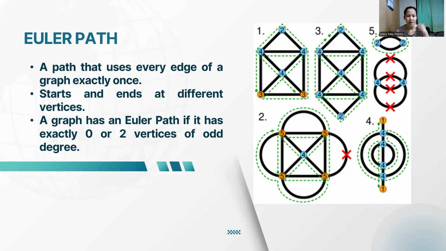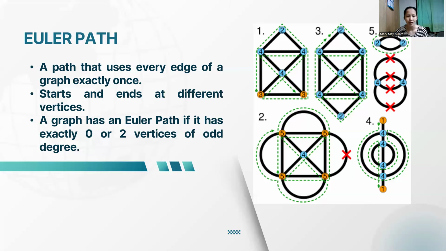Okay? So let's analyze it one by one, the bullets. When we say Euler path, this refers to a path that uses every edge of a graph exactly once. Meaning to say, you cannot go over, or you cannot return to the path that you were able to pass through already. So that is an Euler path. Once you pass through a path, an edge, you can only use it once. Remember that it will start and end at different vertices. So if you start with vertex A, you will not end in vertex A, but at a different vertex.